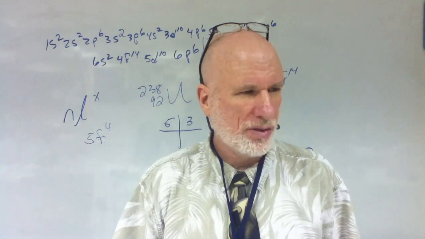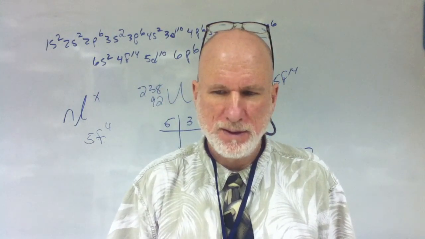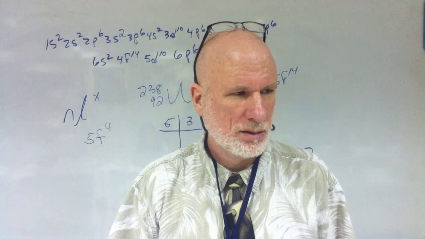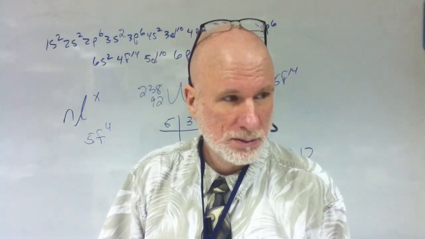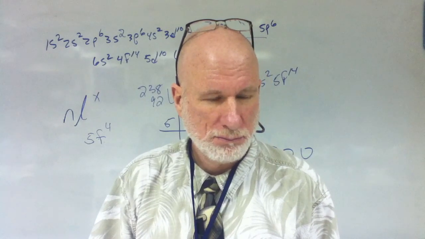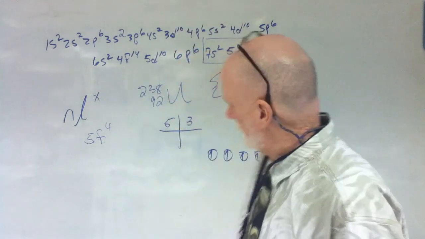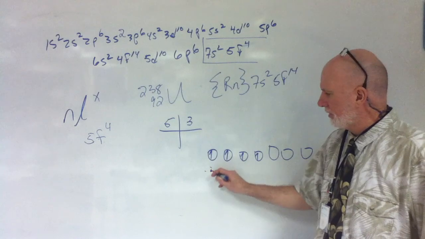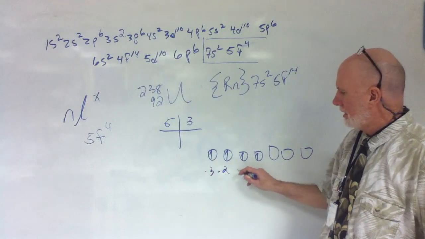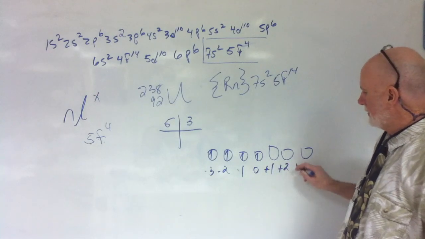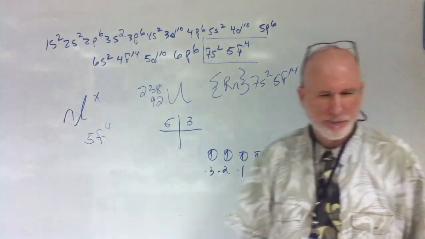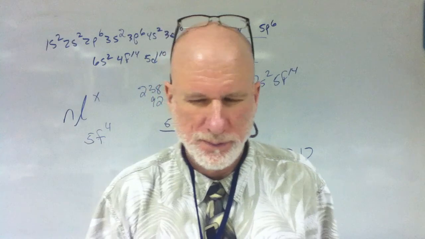But isn't it the fourth? Isn't it 5f4? Is it 0? Yes, isn't it 5f4? Okay. 5f4 would be -3, -2, -1, 0, plus 1, plus 2, plus 3. But we're talking about the other box, like after that.